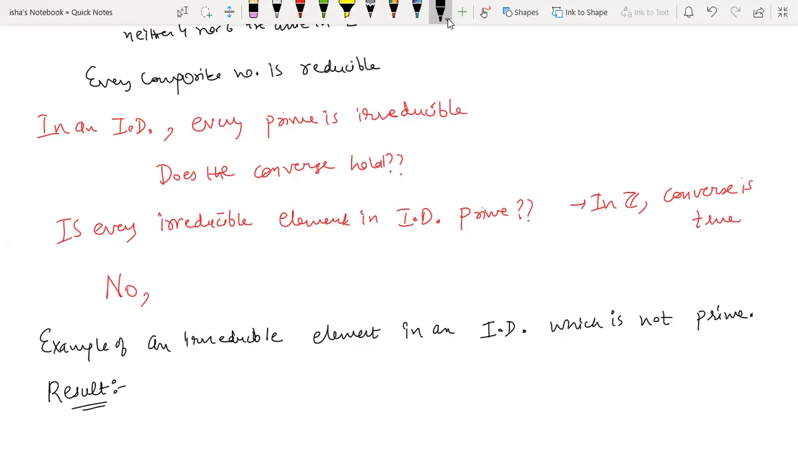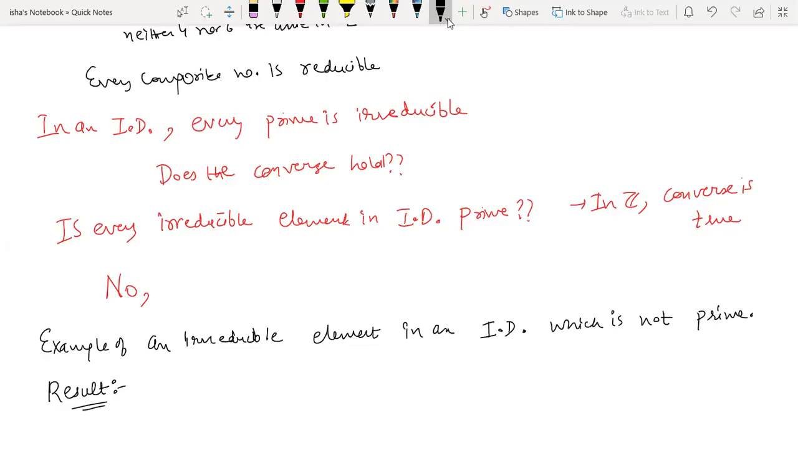So before giving you this example, I am going to give you some result which we can use to check the irreducibility of elements in certain category of rings. And these kind of rings are very frequently appearing. So we need to know this result. It makes many questions easy because we will do many examples after this. So the easy way is there. There are some results which will help you to check the irreducibility. So that result I am going to tell you.